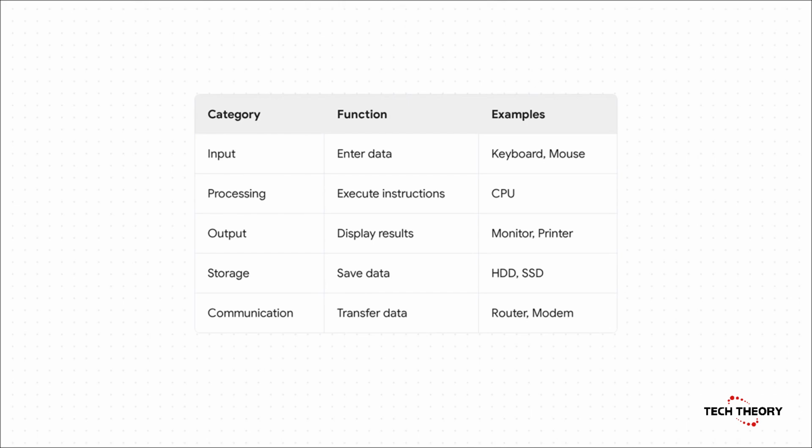Input gets the game started. Processing does all the heavy lifting and strategizing. Storage remembers the playbook. And output shows you the final score on the scoreboard. Our one key press made this entire team work in perfect harmony, all in a fraction of a second.